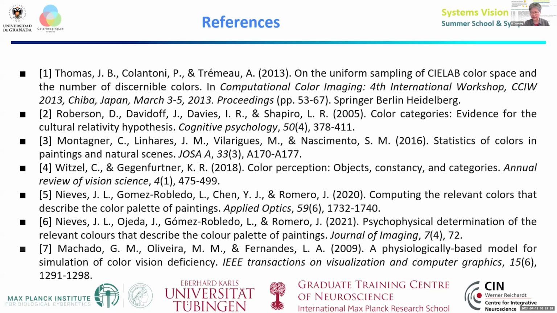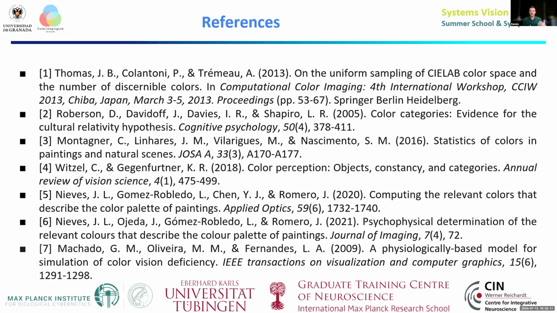Are they both algorithms? Is there any data from observers actually pointing out what are the relevant colors to them? For the data from the observers, we use the psychophysical experiment with Nieves, and for taking all the relevant colors, we use first the algorithm created by Machado to simulate the CVD or the color vision deficient subjects with these images.